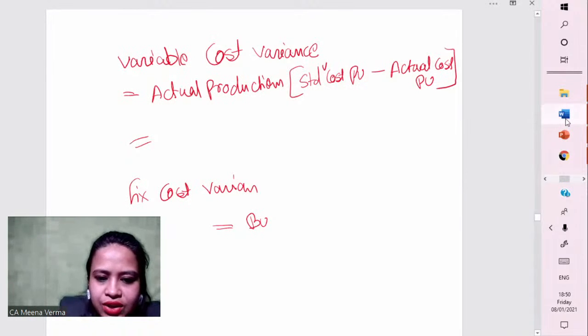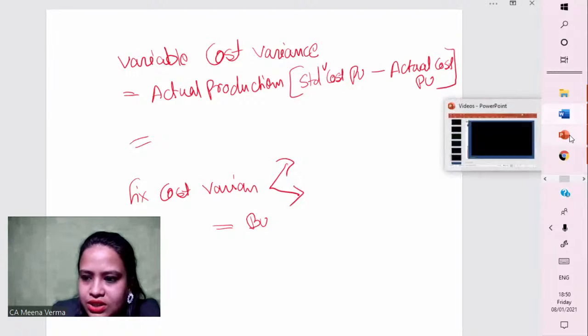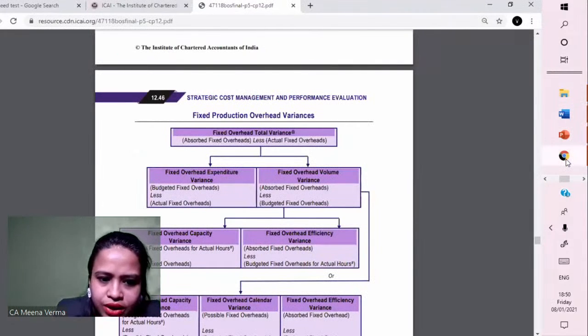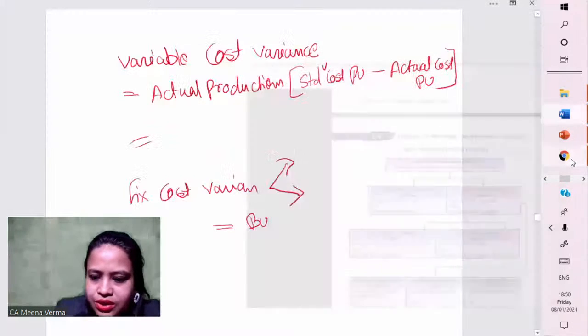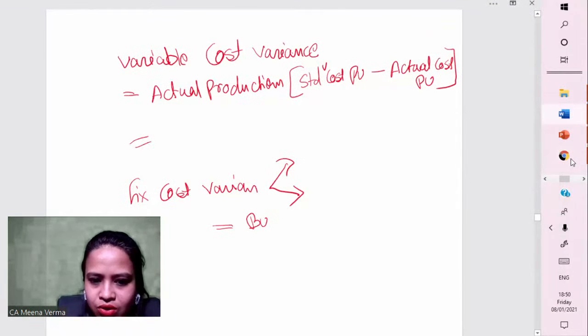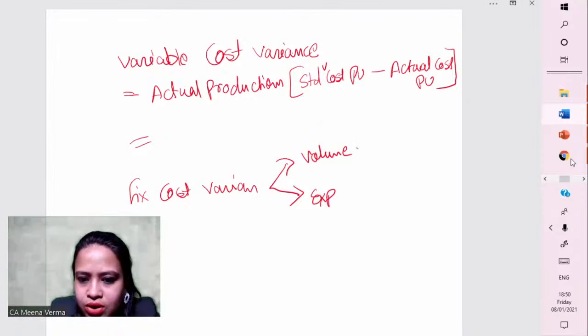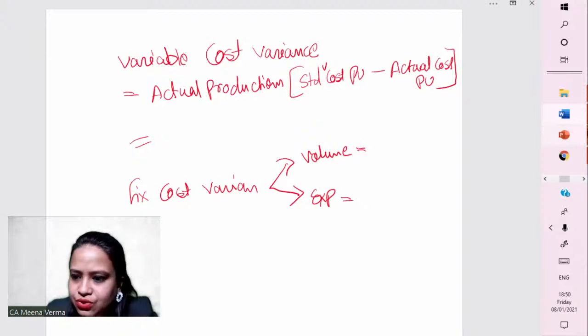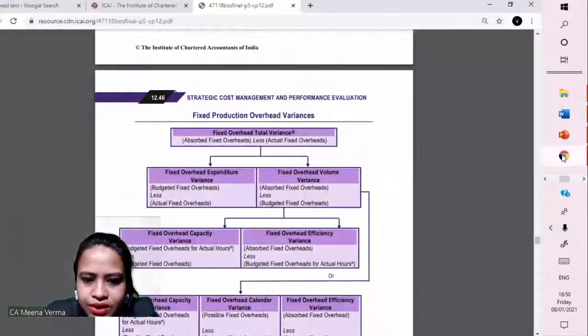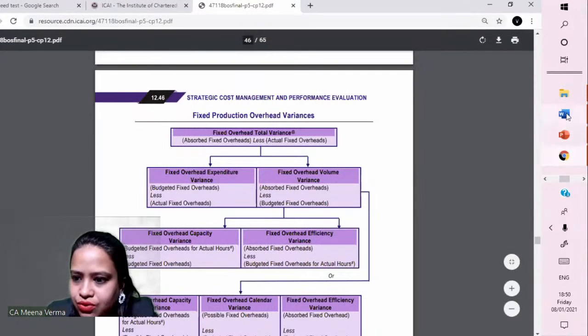The total fixed overhead variance can be further divided into two parts. What are these two parts? One is expenditure variance, another one is volume variance. I want to tell you everything in detail. Now, what is volume variance? Volume variance is absorbed fixed overhead minus budgeted fixed overhead.